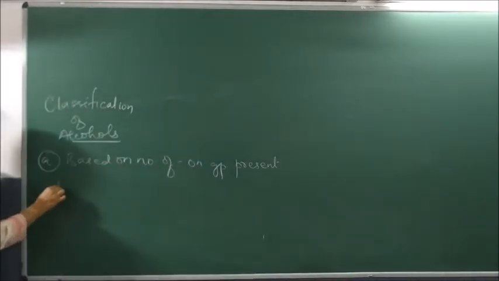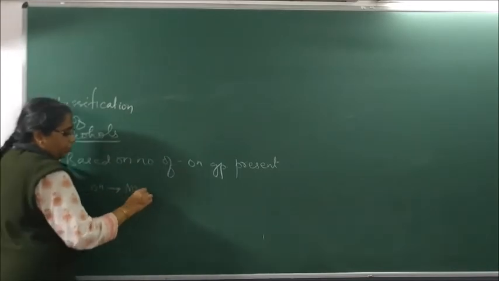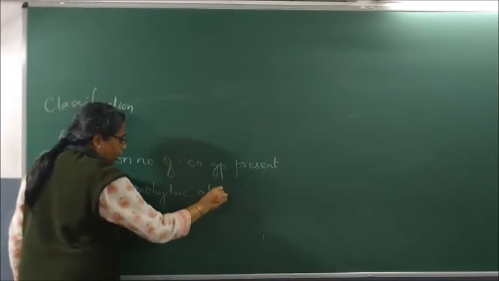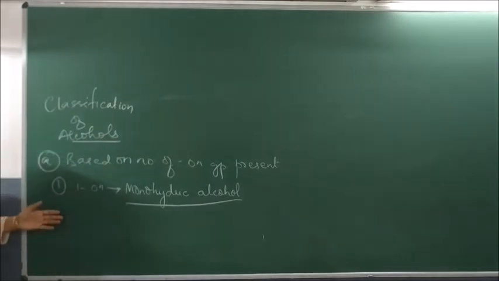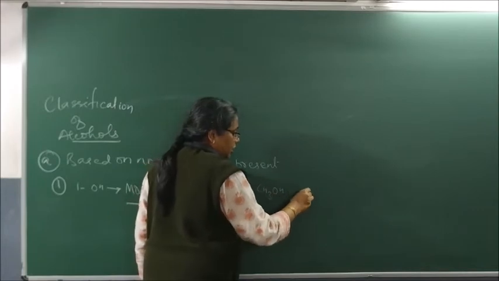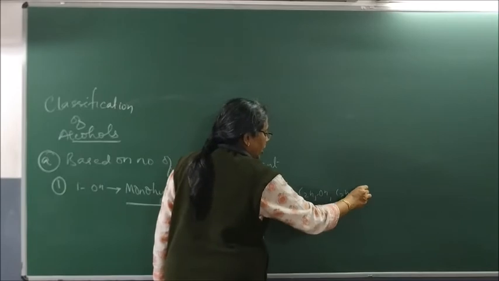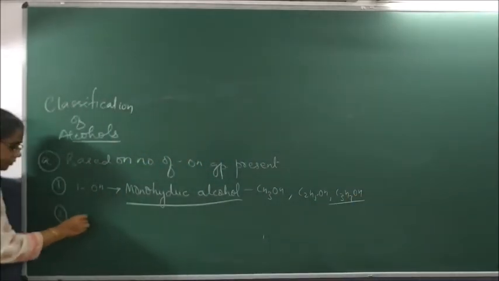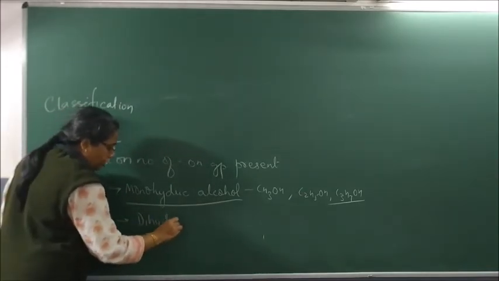See, if it has one OH group attached to it, it is called as monohydric alcohol. If it has one OH group attached to it, it is called as what alcohol? Monohydric alcohol. Example, you can write CH3OH, C2H5OH, C3H7OH. It all has got what? One OH group. Right along, if I have two OH group, it is called what? Dihydric alcohol.